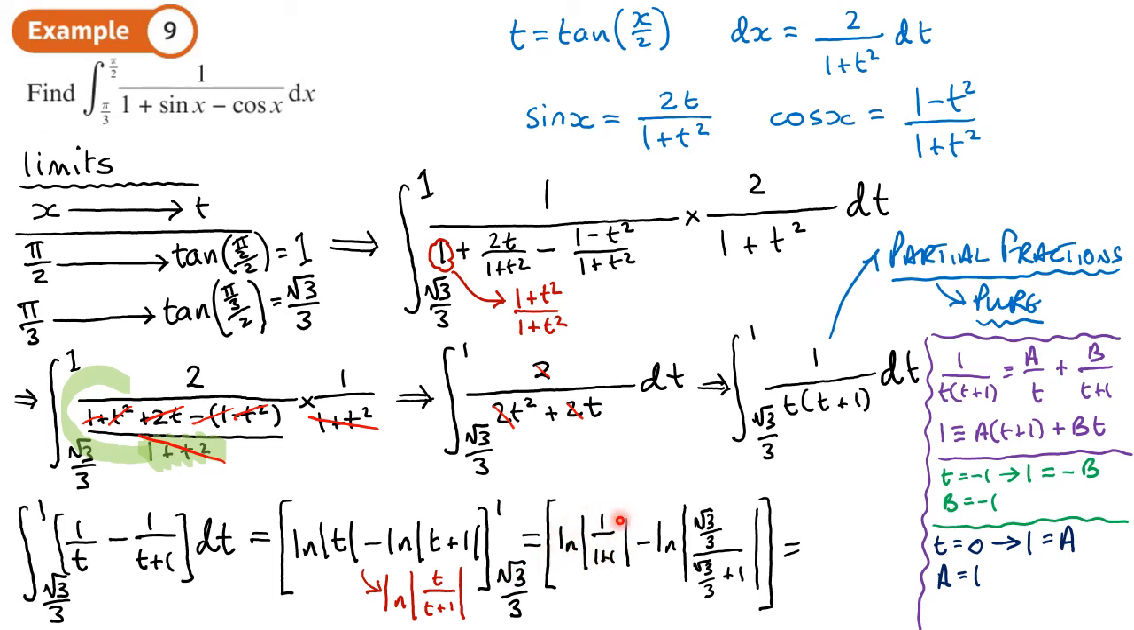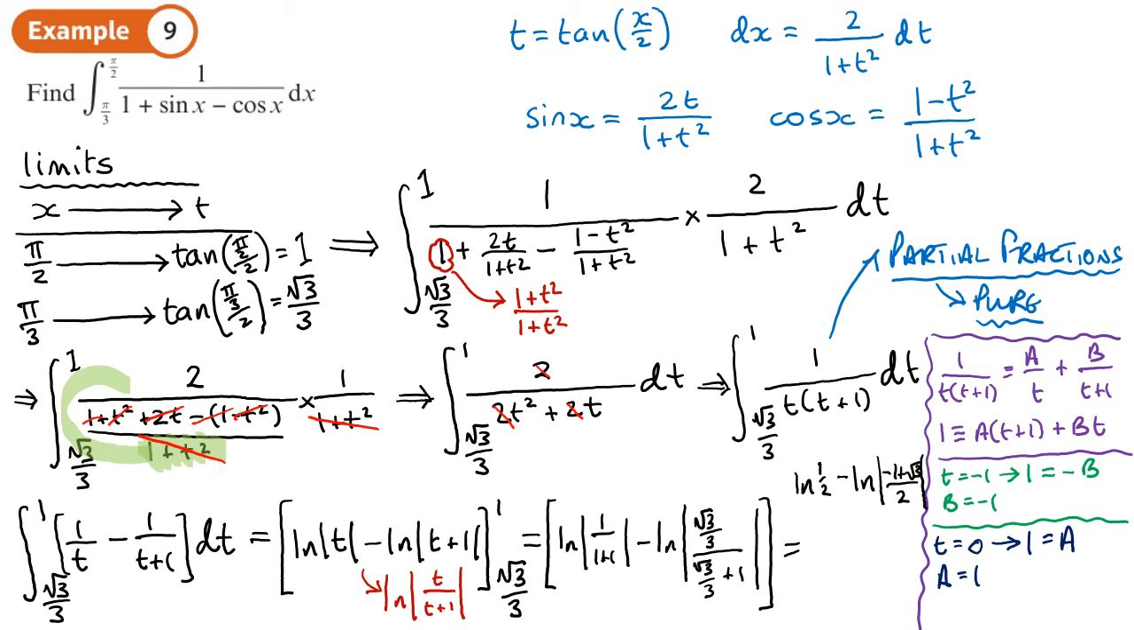So if we looked at this part here, this just becomes log half. So we've got log half minus log, and this bit will probably need our calculator to work out. That becomes log, I should have a modulus sign here, minus 1 plus root 3 over 2.